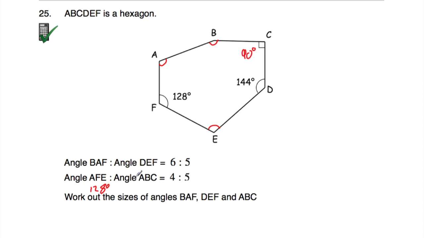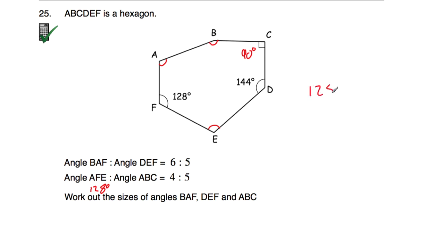And we're told the ratio of that to angle ABC, so we can find the size of this angle, fantastic. We know the ratio of this angle to this angle is 4 to 5. So if we take this angle and divide it by its number in the ratio, which is 4, and then multiply by the other number in the ratio, the 5, we can find the size of this angle.